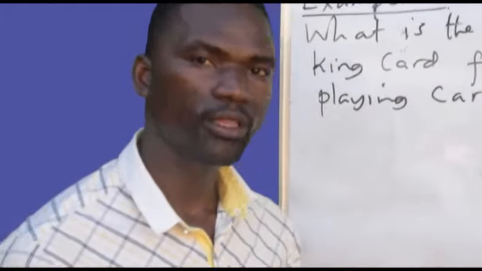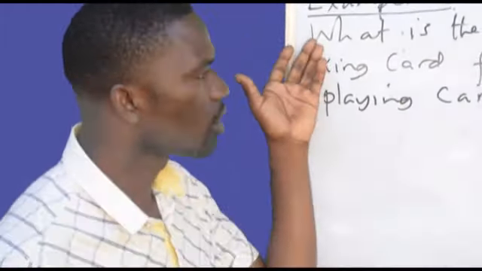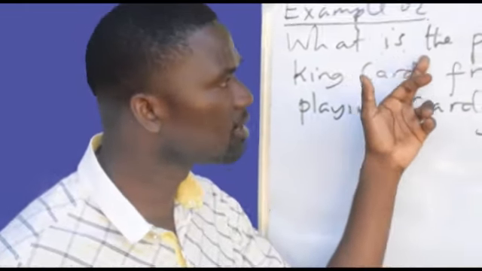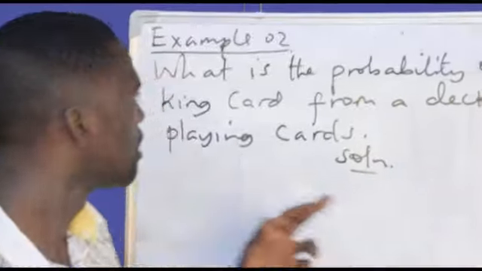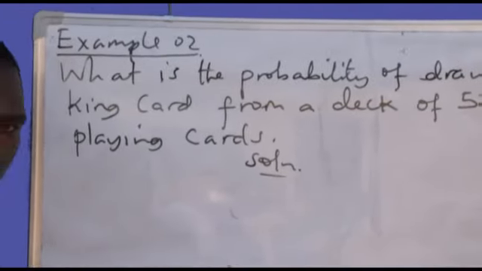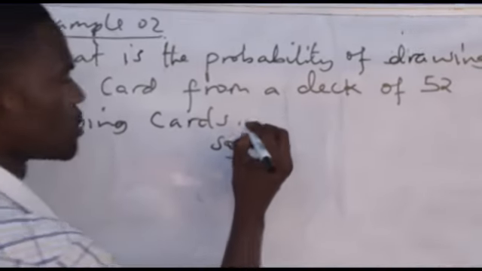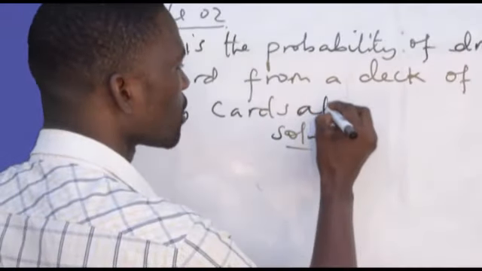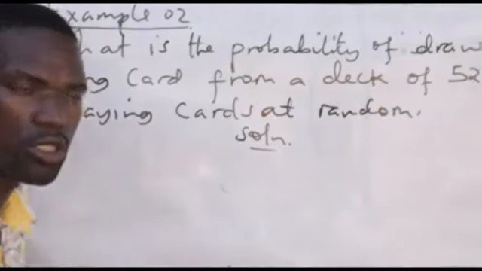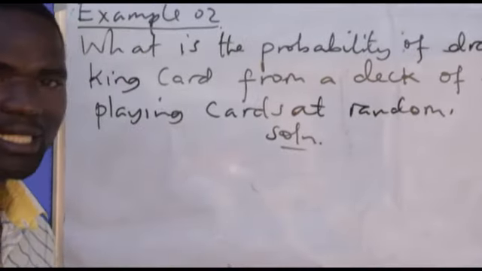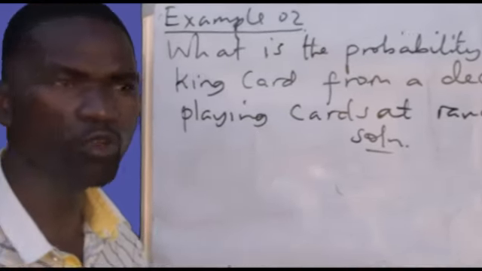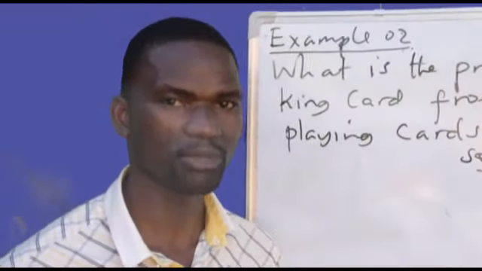Right, with example number 2, students, you are asked to find the probability of drawing a king card from a deck of 52 playing cards. Actually, I should continue and say it's random. It's random because we need to make a selection at random without prior knowledge of what you are picking. That is random selection.